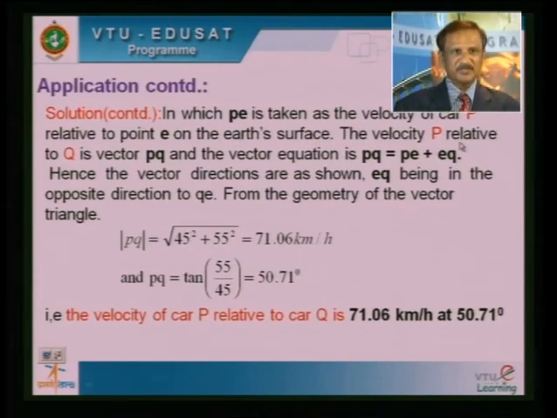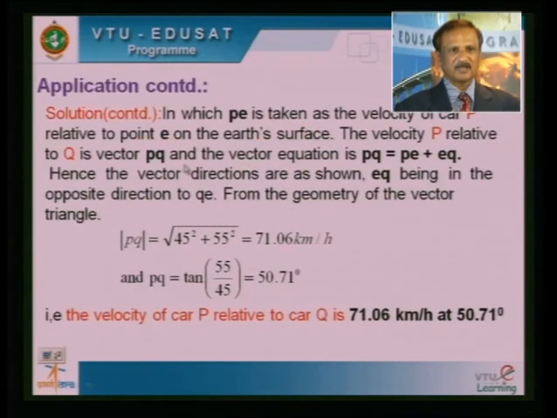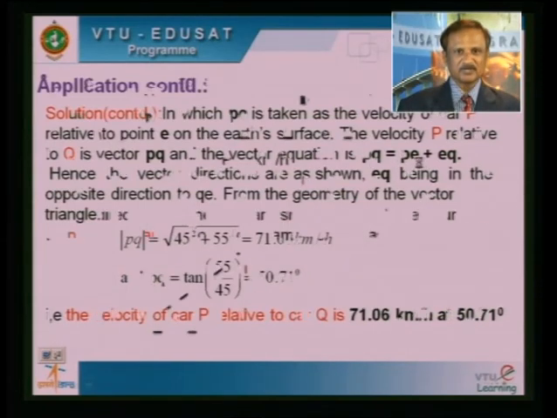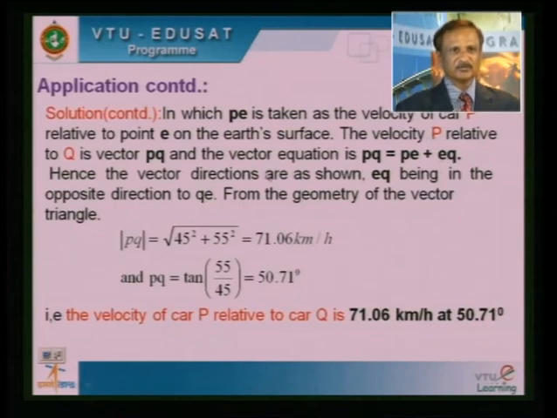The velocity of P relative to Q is PQ. And the vector equation is PQ is equal to PE plus EQ. But you observe car Q is moving towards south, but here we have taken EQ in the opposite direction. Hence the vector directions are shown, EQ being in the opposite direction, because Q is moving towards the south. So we have considered it in the opposite direction.